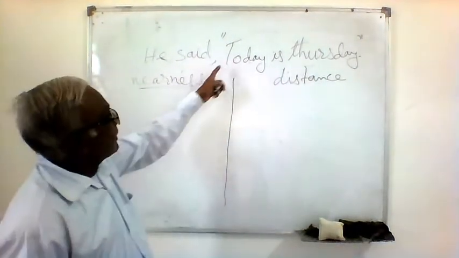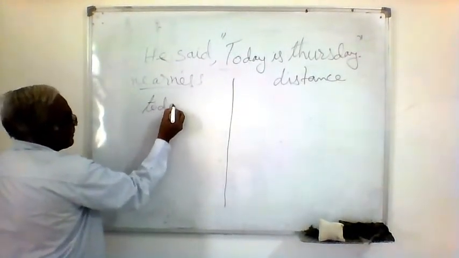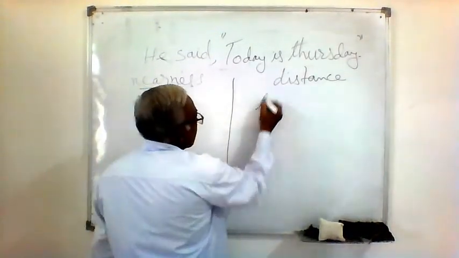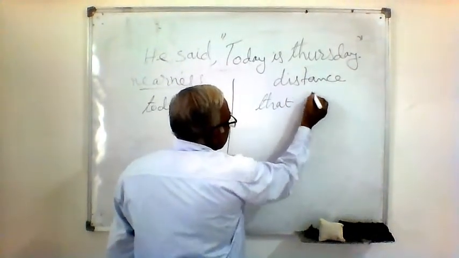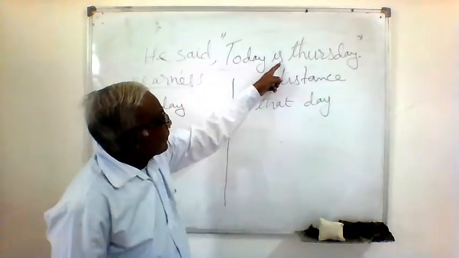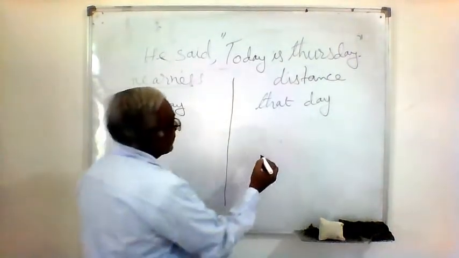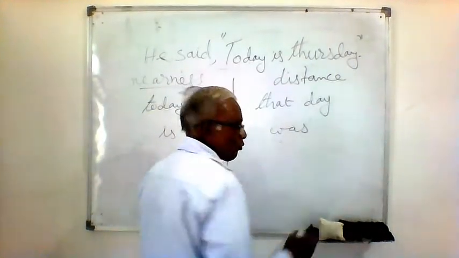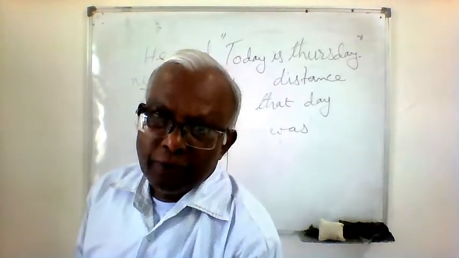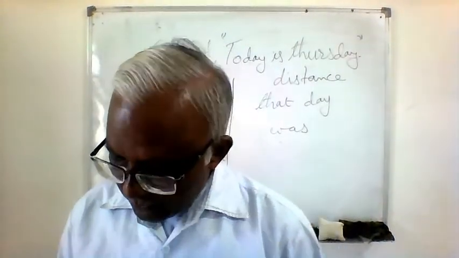Just to give you an example, the word here is today, and when you report it, the word of distance will become that day. Similarly, the verb here is, and the word of distance for that would become was. Now this way, you will find a whole collection of words of nearness and words of distance in your grammar books, as I told you.